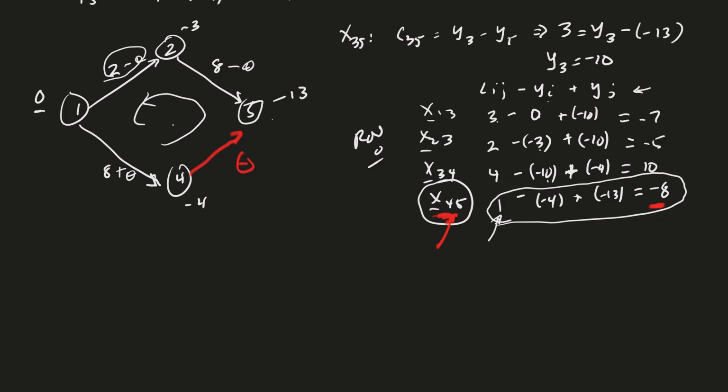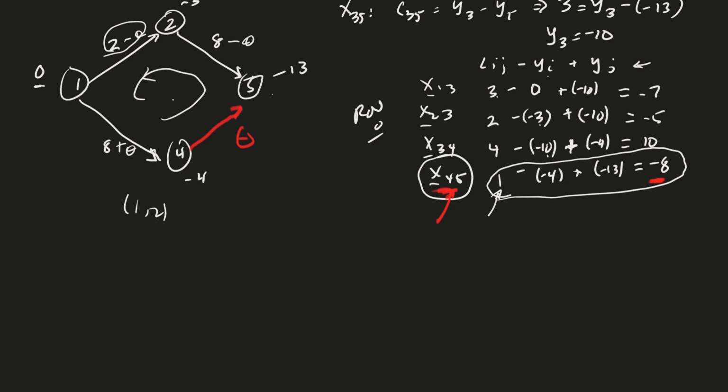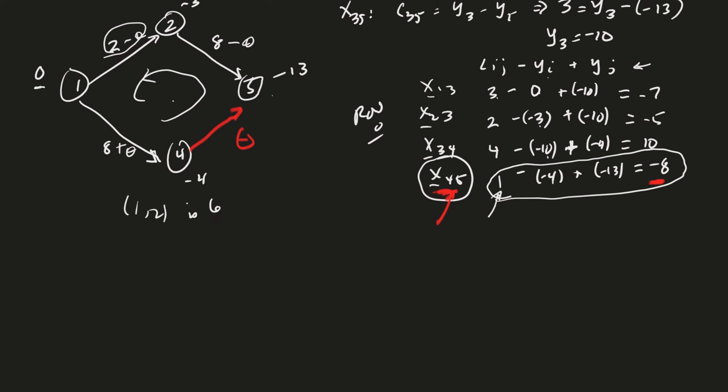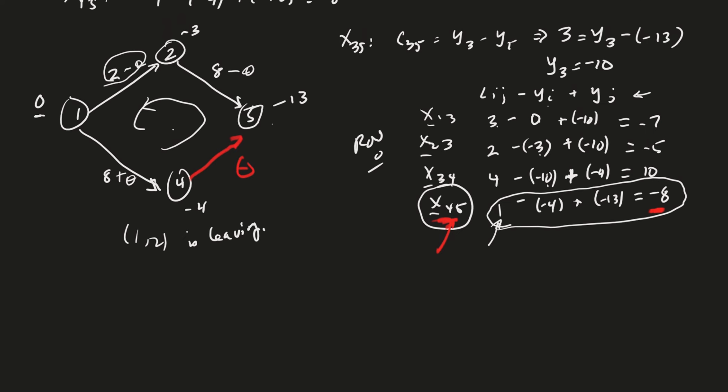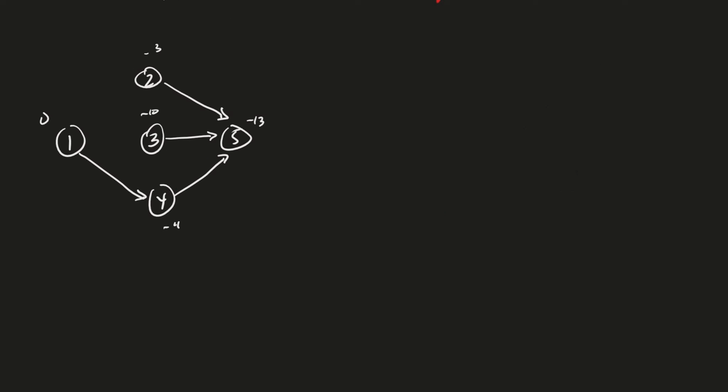Okay, and if theta is 2, that means we're going to get rid of arc 1, 2. So arc 1, 2 is leaving, and arc 45 is coming in. So I'm going to pause for a second and redraw the BFS. Alright, so this is our new BFS, and the numbers that you see here are the old y values.